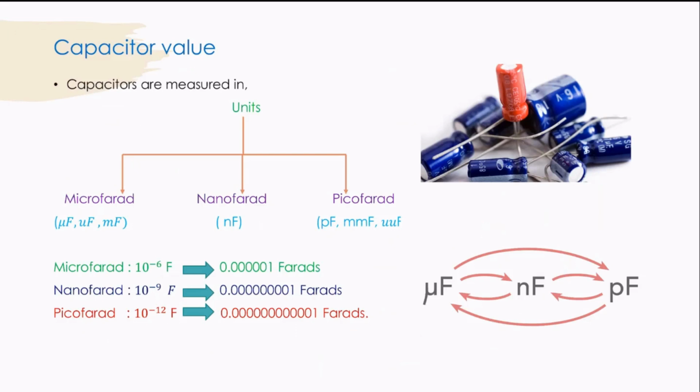Generally, the values of capacitors are measured in microfarad, nanofarad and picofarad. The value of 1 microfarad is 10 to the power of minus 6 farads, the value of 1 nanofarad is 10 to the power of minus 9 farads, and the value of 1 picofarad is 10 to the power of minus 12 farads. Now let us see one by one in detail.